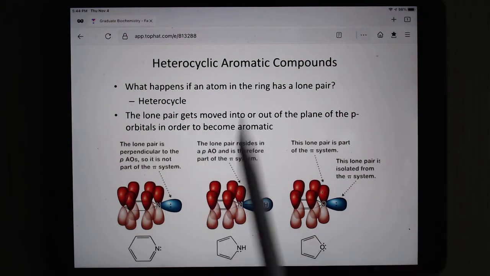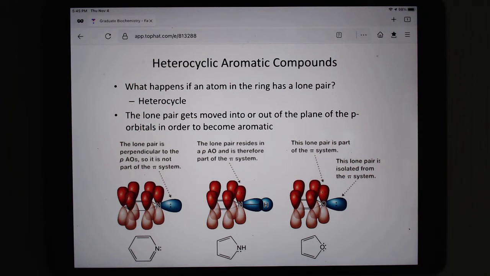Now, heterocyclic compounds. These are rings that have non-carbons in them, and typically it's going to be nitrogen, oxygen, sulfur. Those are the big ones. I'm sure you can have other ones, but those are the main three. They are going to have lone pairs on them. Now the trick with this is that you get such a boost in stability with being aromatic that the heteroatom can move those lone pairs in and out so that it can be aromatic. It can kind of hide those.